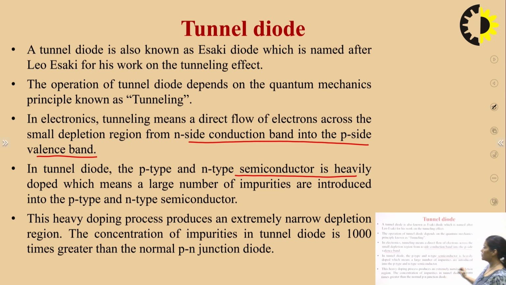So this heavy doping process produces an extremely narrow depletion region. The concentration of impurities in tunnel diodes is 1000 times greater than in the normal p-n junction diode. That's why it is one of the best known special purpose diodes.